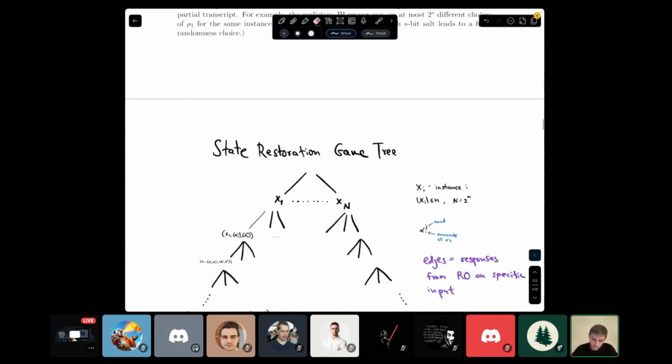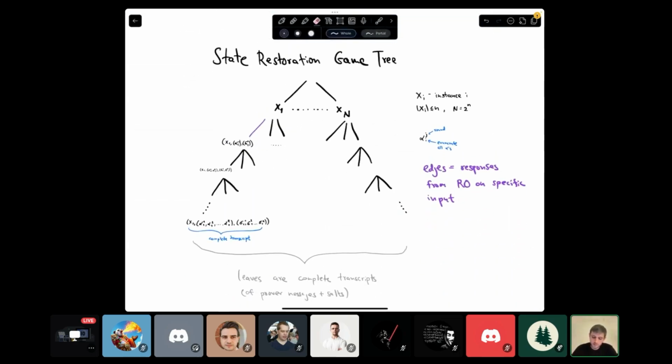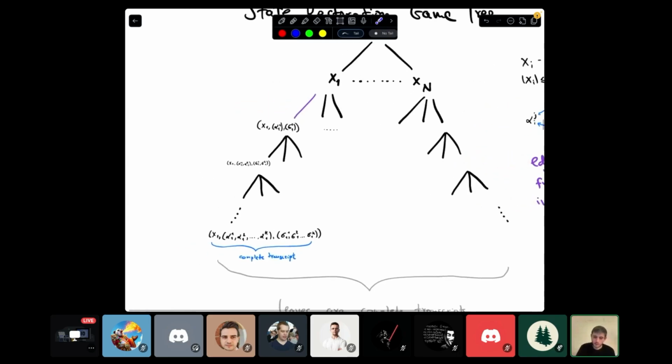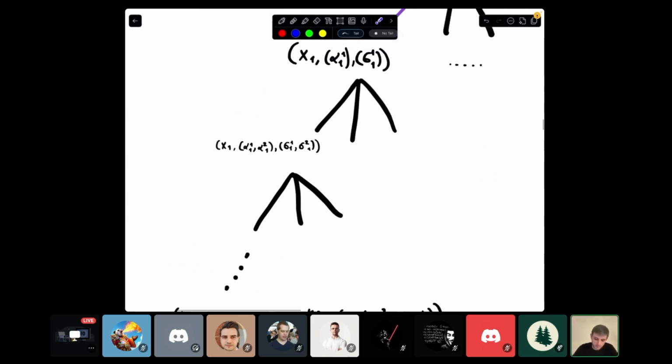So this notion is defined using what is known as a state restoration game tree. Okay, so this tree is going to be defined as follows. What we are going to have is that at every node of this tree, we're going to have a partial transcript. And what does the partial transcript look like? They contain the instance, this is X. They contain the prover messages at some point, right? The number of levels in this tree is going to be correlated with the number of rounds. And we're going to have some solve parameters.